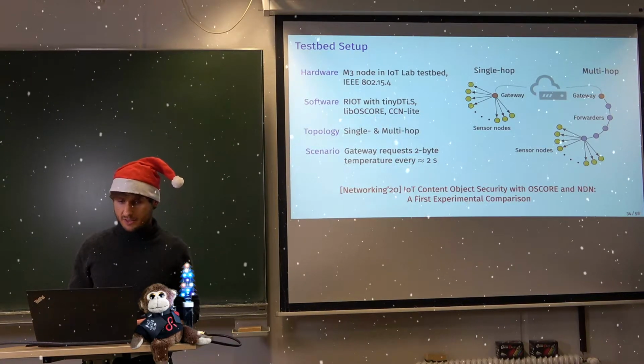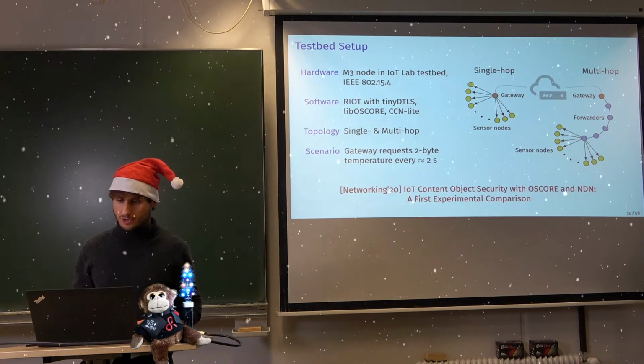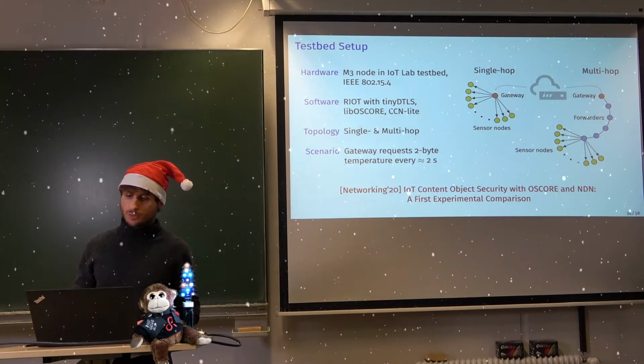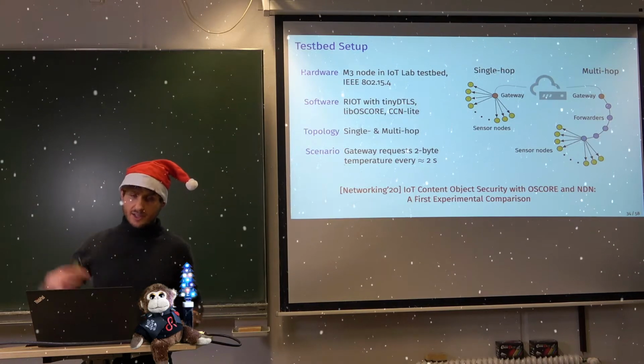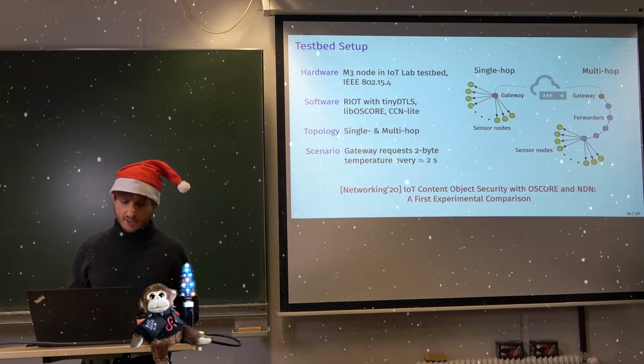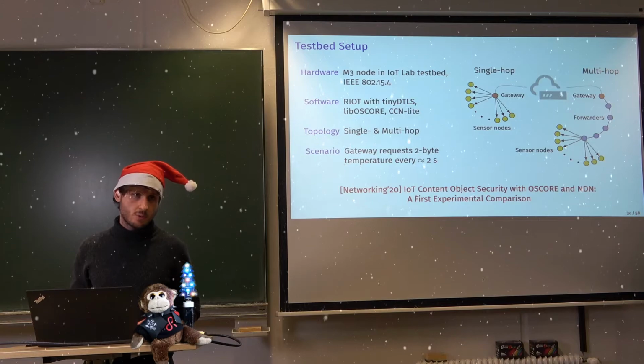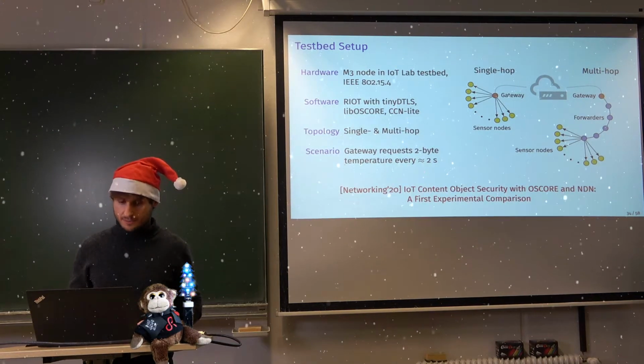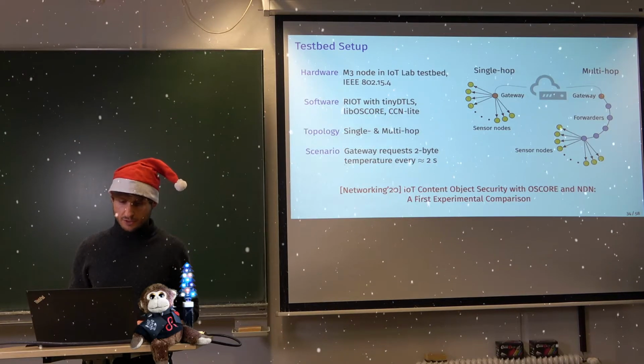The topology is as depicted. We have a single-hop topology with 10 sensor nodes and a gateway. We have the multi-hop topology that extends these 10 sensor nodes with 5 forwarders. And we have this scenario where the gateway requests content every 2 seconds from each sensor node.